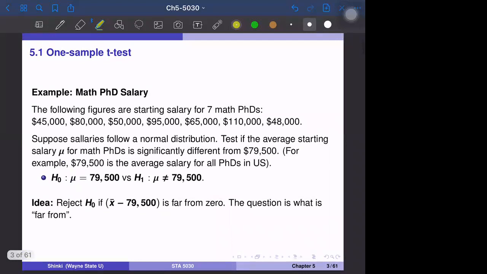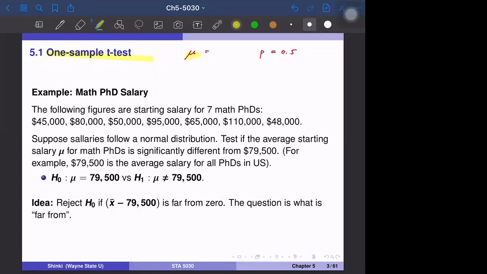Okay, so now we study the one sample t-test. So this is to see if population mean, or sometimes population proportion, is equal to a specific value. In the previous example, p is equal to 0.5, but we will have more numeric examples on population mean.